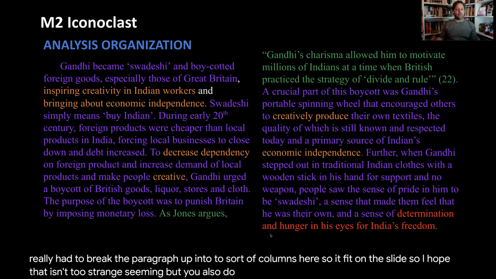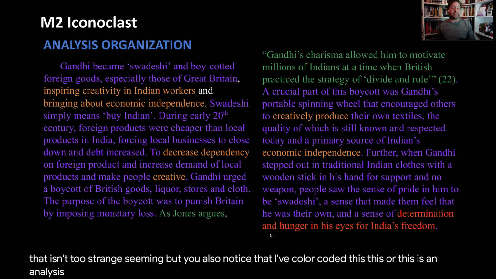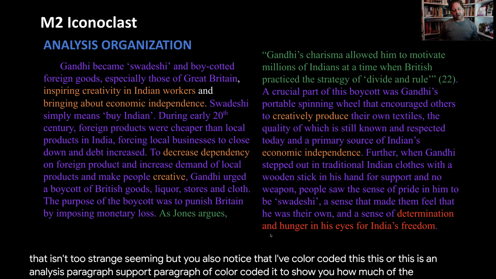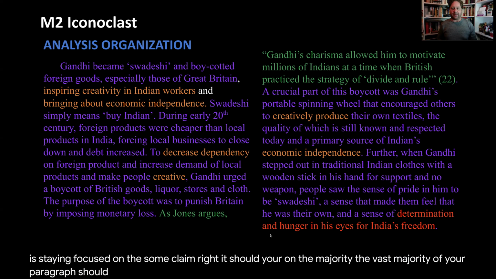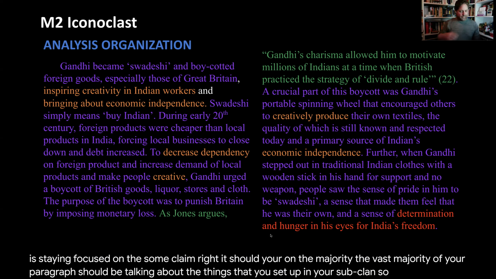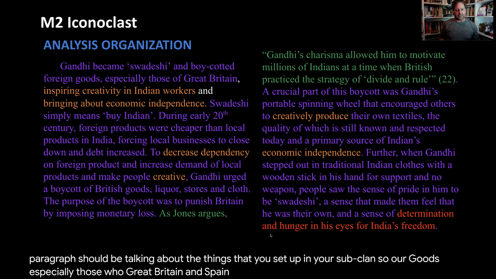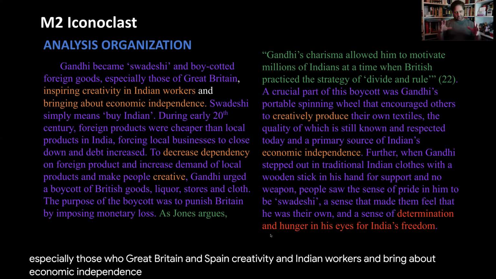But you also notice that I've color coded this. This is an analysis paragraph, a support paragraph. I've color coded it to show you how much of the paragraph is staying focused on the subclaim. The vast majority of your paragraph should be talking about the things that you set up in your subclaim. So, Gandhi became Swadeshi and boycotted foreign goods, especially those of Great Britain, inspiring creativity in Indian workers and bringing about economic independence. Boom, subclaim straight out.